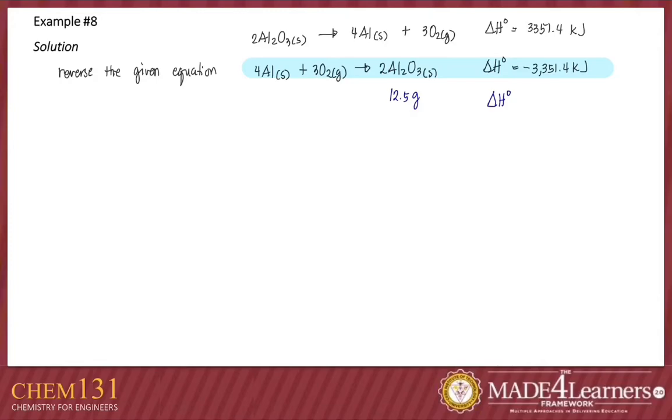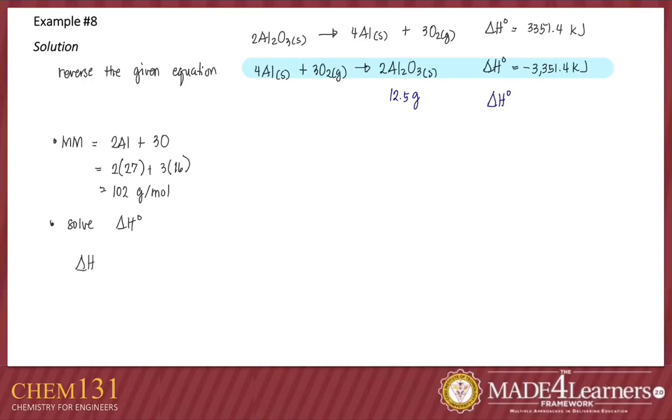So just like what we did with all the previous examples, we have to solve for the molar mass of aluminum oxide. So two aluminum plus three oxygen. Now let's use the whole number for aluminum. That's 27 plus three oxygen at 16. And that would give us an answer of 102 grams per mole. And then we can solve for delta H, standard enthalpy of formation of aluminum oxide given 12.5 grams.